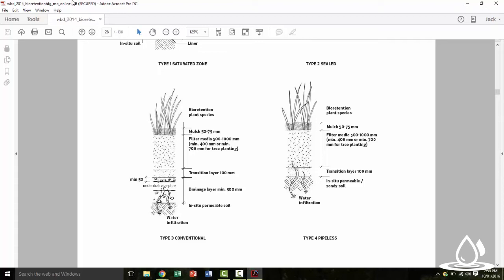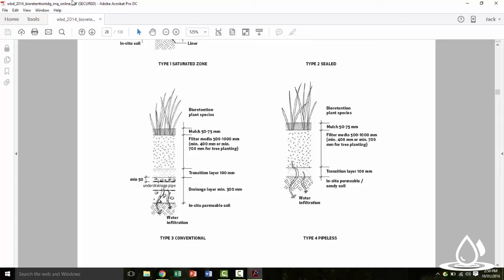We're going to start with type 3, conventional, because as the name suggests, this is probably the type that is closest to what was originally envisaged when people first started talking about bioretention systems. And of course, like everything, it's adapted and changed over time, but this is probably closest to what was envisaged in the early days of this stuff.